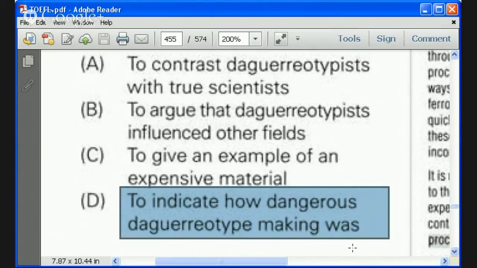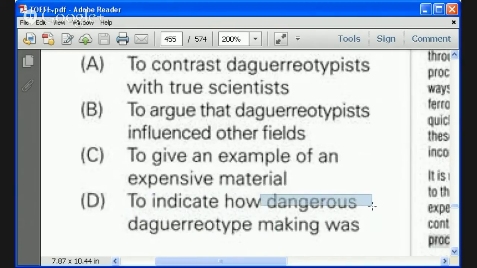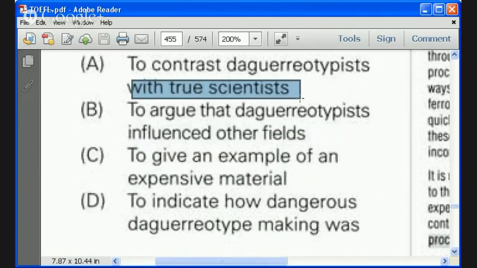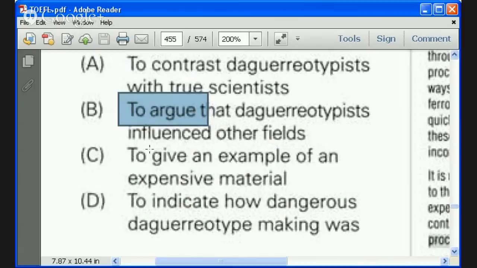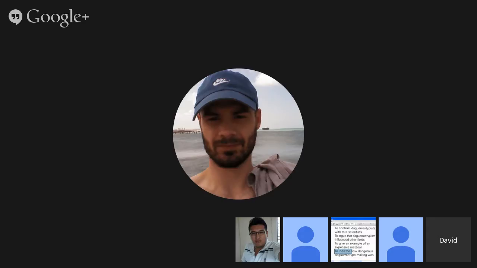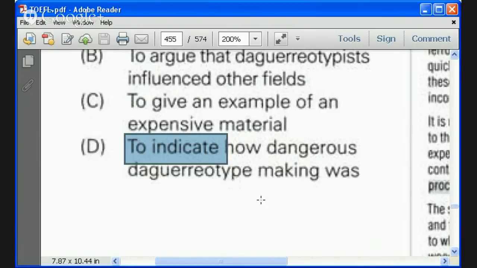All right, so there's two things: the information, dangerous, expensive, influenced by other fields, true scientist. There's other information, and the verb which gives the purpose. So two clues to find the correct answer. But here's the thing to note: both of the clues have to be correct. You're looking for two things, but both things have to match.